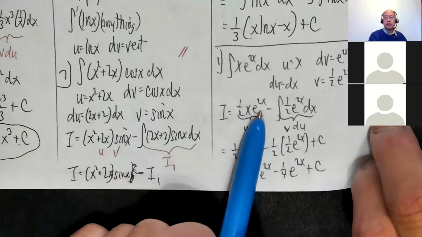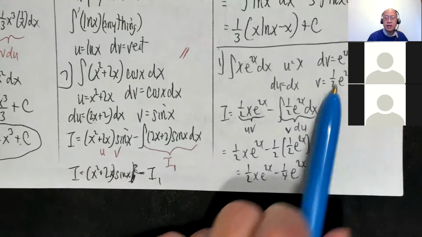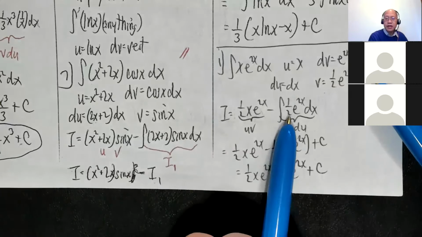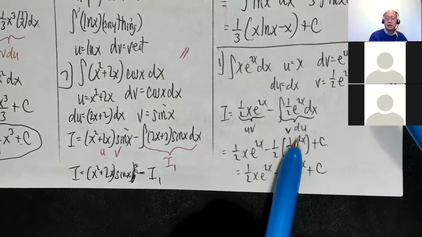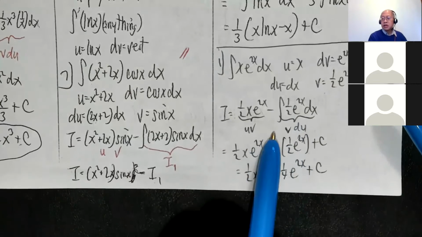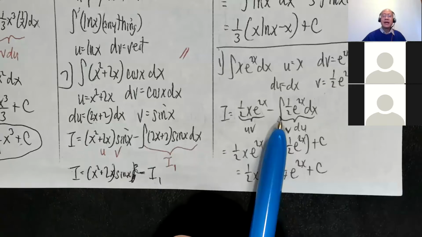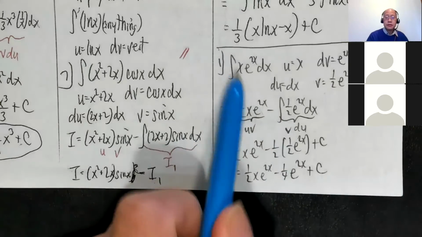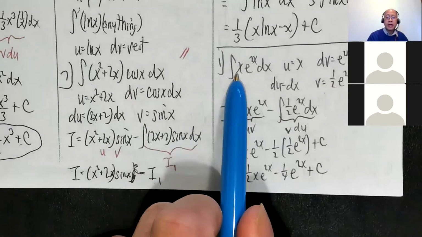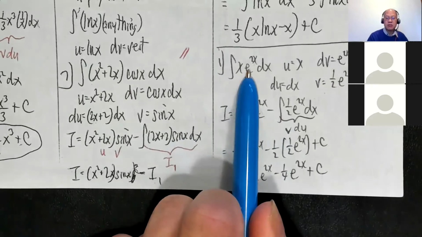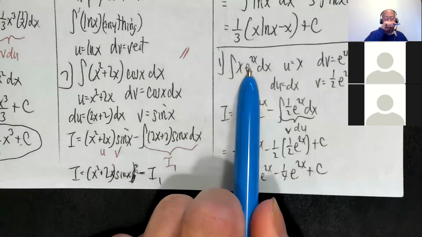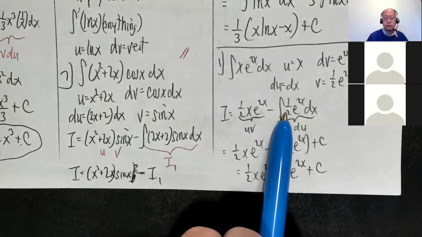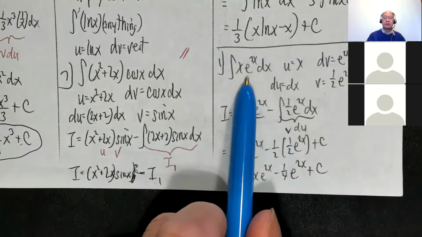All right, so minus the integral of v du. So v du is 1/2 e to the 2x dx. Okay, so here's my uv. Here's v du. And again, it did get better. I started off with x times exponential. After I integrate by parts, I just have exponential.